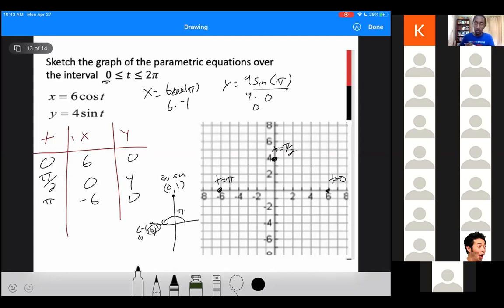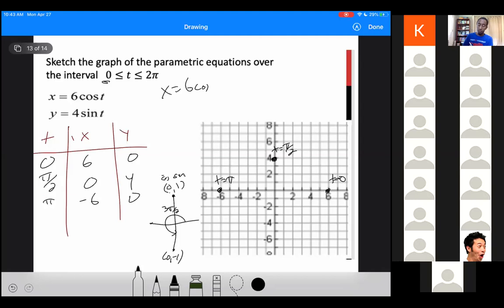Okay. And the next clean value to use? 3 pi over 2. Because that would be 270. And that would be 0 comma negative 1. So cosine would be 0. Sine would be negative 1. So 3 pi over 2, that's our next one we're going to use.